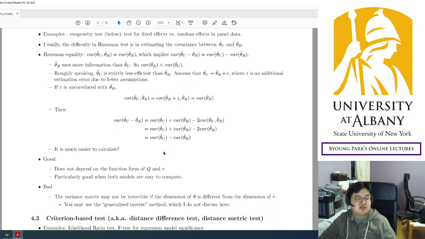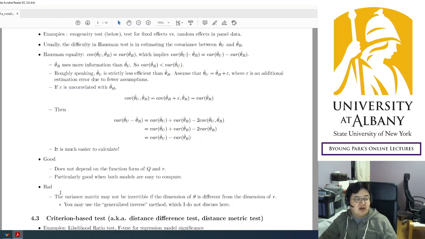And then what's good and what's bad? It does not depend on the functional form, because what you are utilizing is the estimator, not the functional form. So no matter what the function is, it applies in the same way to both unrestricted and restricted estimators. So it does not cause much problem. And of course, it's particularly good if you can calculate both estimators easily.